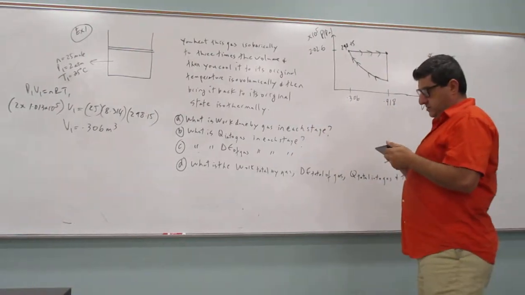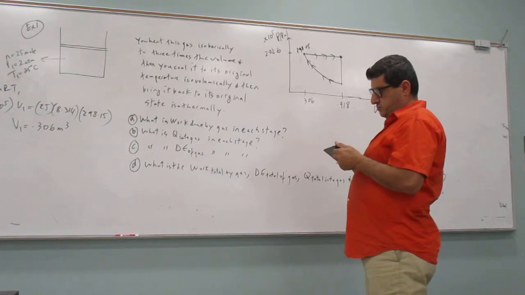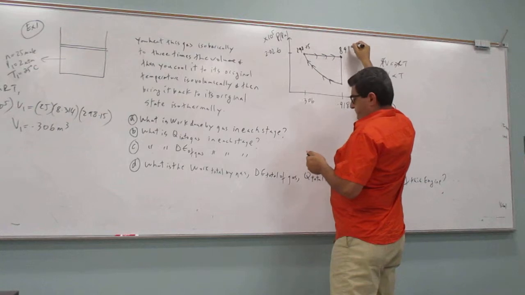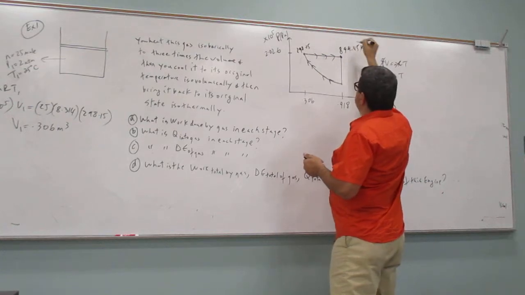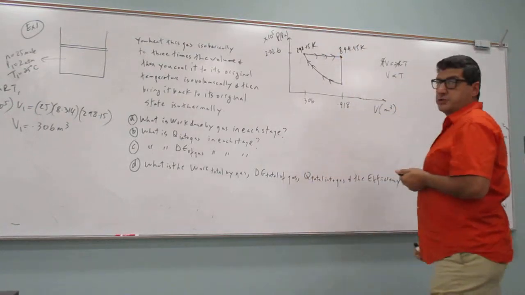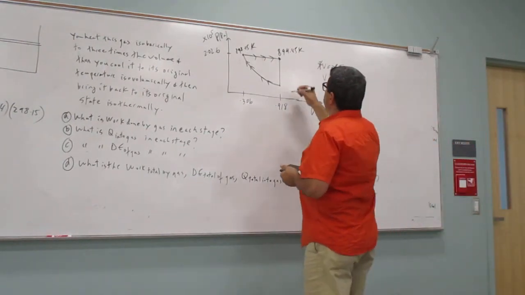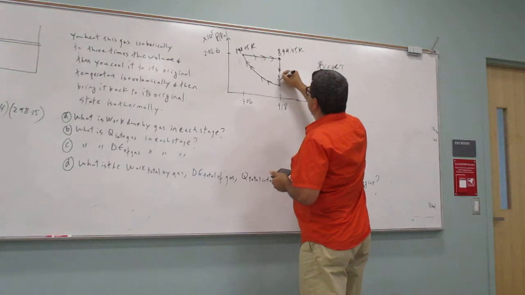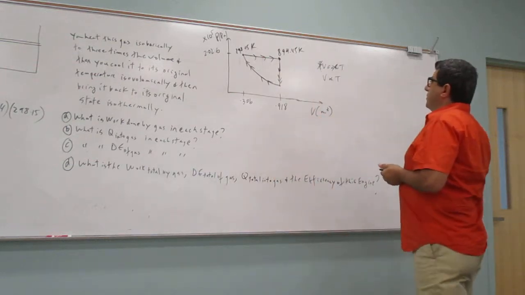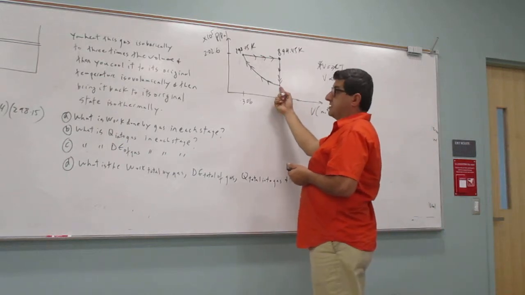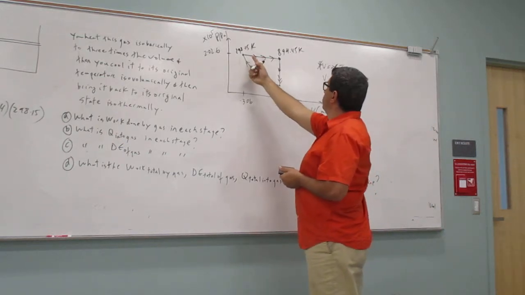So 298.15 times 3, 894.45 Kelvin. See why it's good to put the temperature right there on the corner? And then now what happens? Then you go down isovolumically to the same temperature. It said to the same temperature that you began.